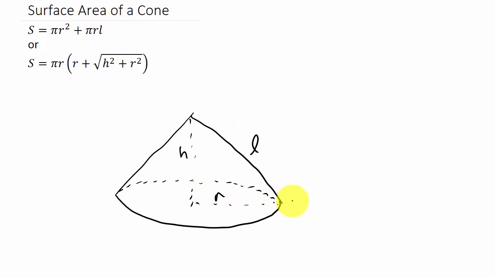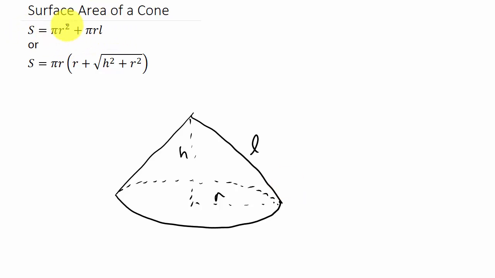L is the slant height. It's not the height. The height of the cone is from the radius straight up to the tip of the cone. The slant height is this length right here from the outer edge up to the tip. That's your slant height. So if you're given a problem with the radius and the slant height of a cone, you'll use this formula.